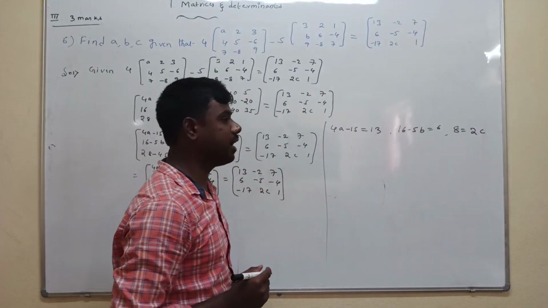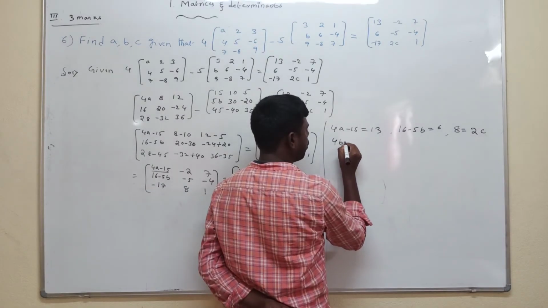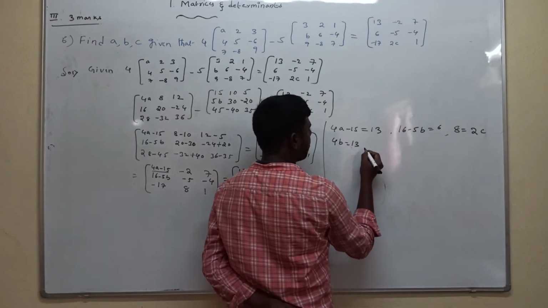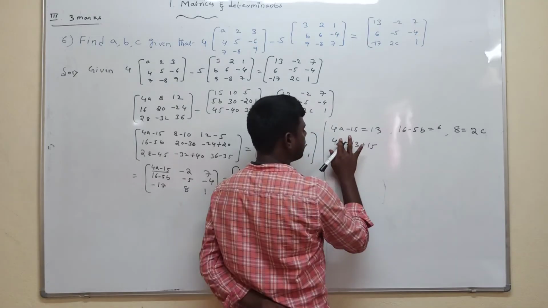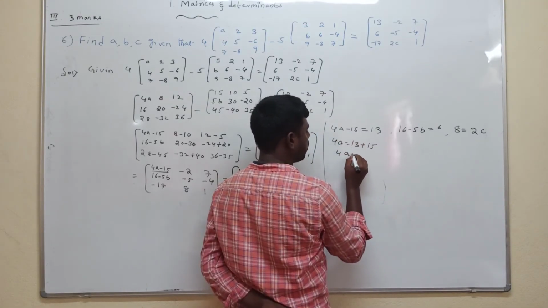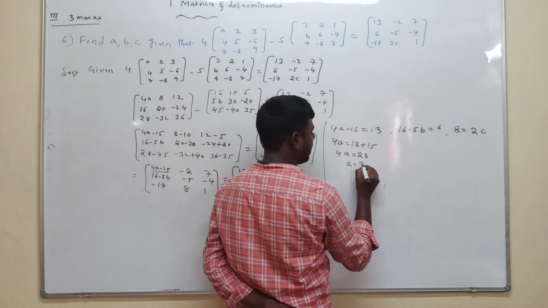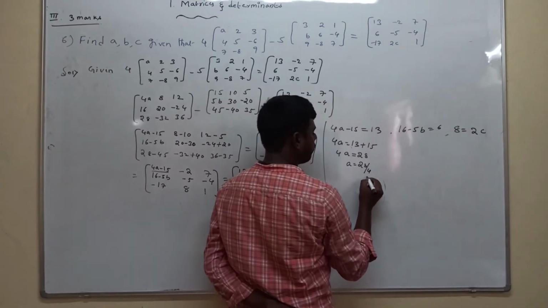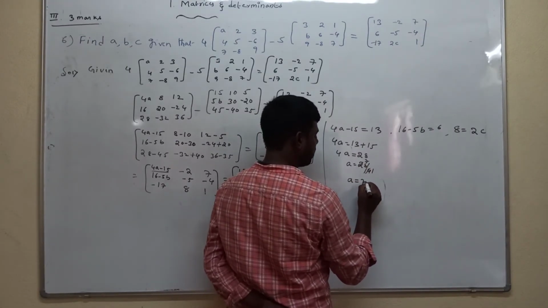So now find the a value, b value and c value. Minus 15 we can take to the right hand side: 4a is equal to 13 plus 15, that is 28. A is equal to 28 by 4, we take 4 as the denominator. 4 times 7 is 28. So the a value is 7.